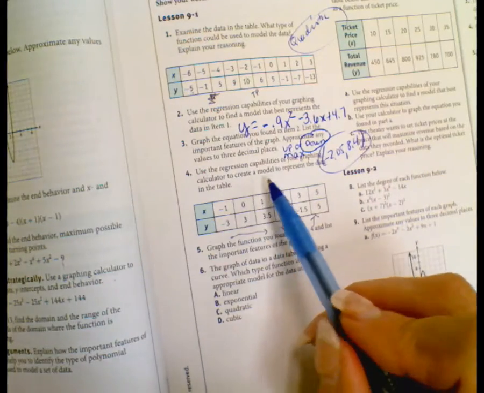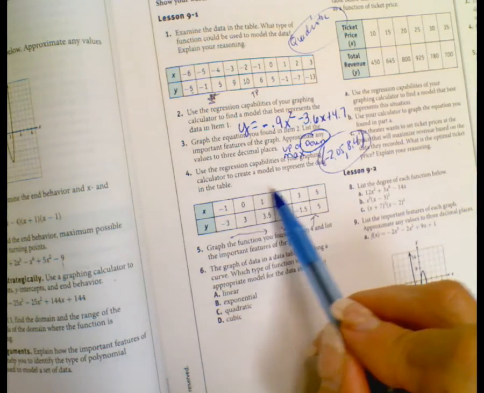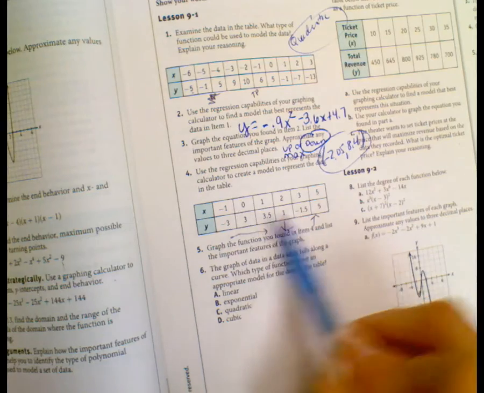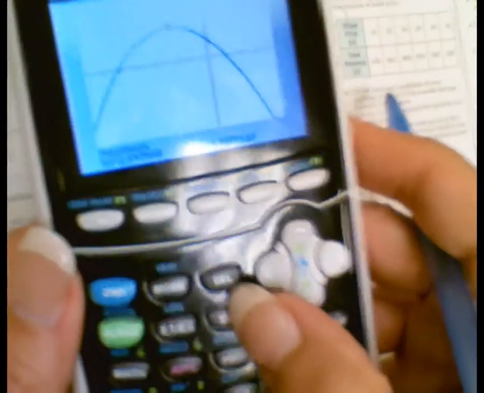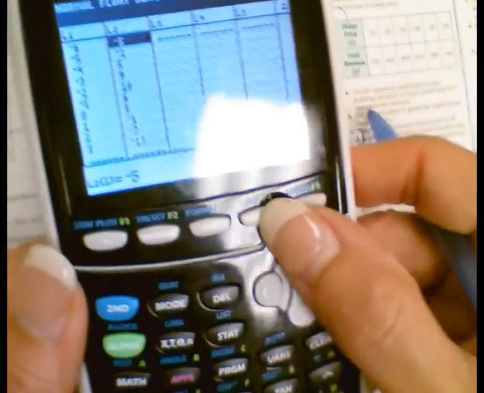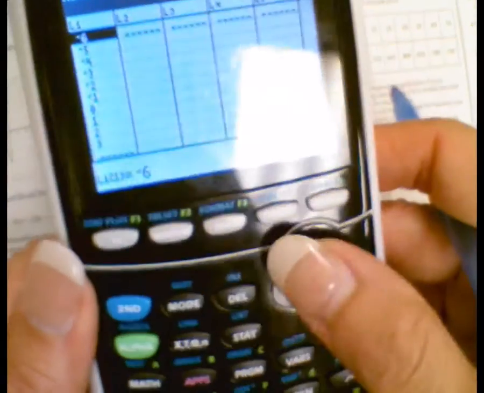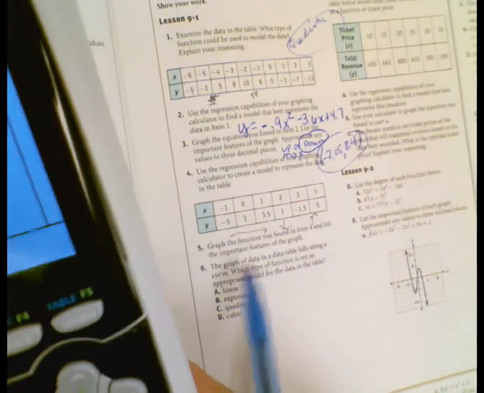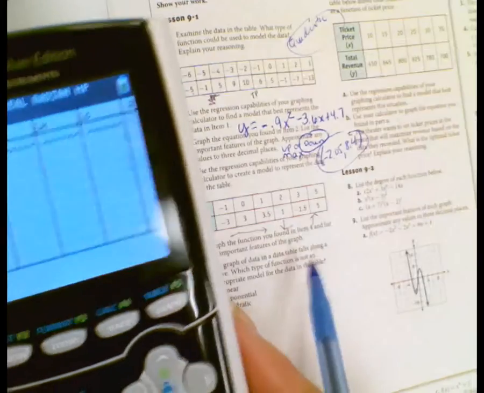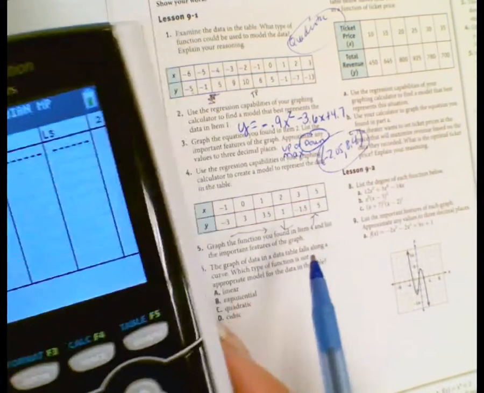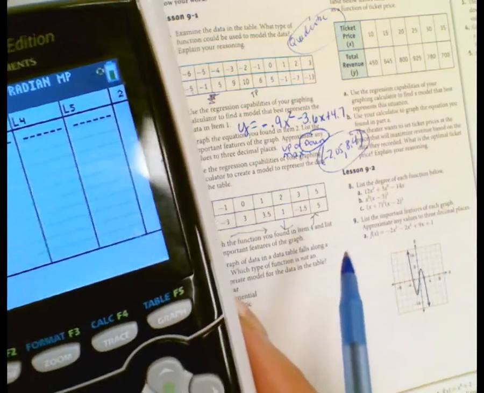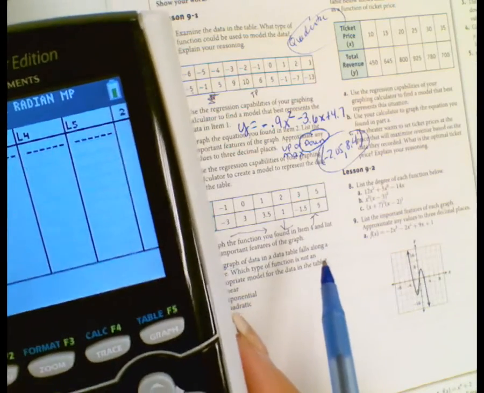Number 4, use the regression capabilities of your calculator to create a model to represent the data in the table. So here's another one. We're going to go back to stat, calculate, go up, clear, go over here, clear, and we're going to type in negative 1, 0, 1, 2, 3, 5, and the y's are negative 3, 3, 3.5, 1, negative 1.5, and 5.